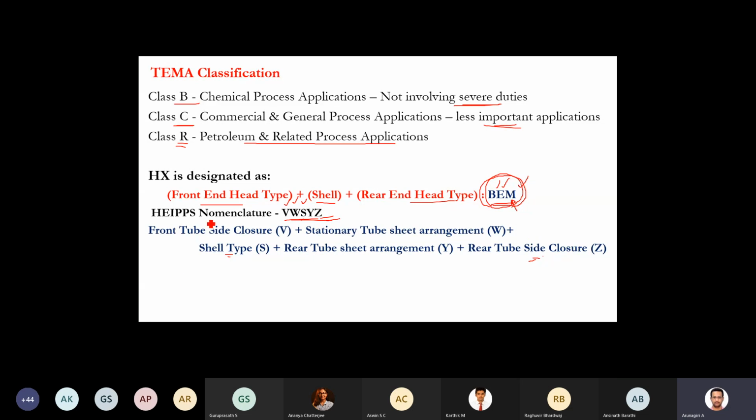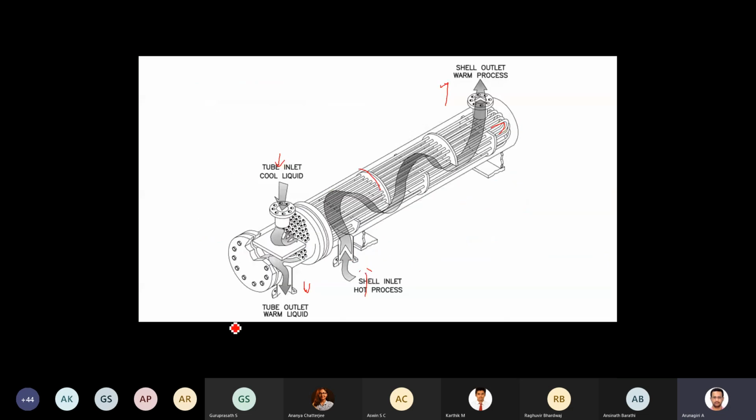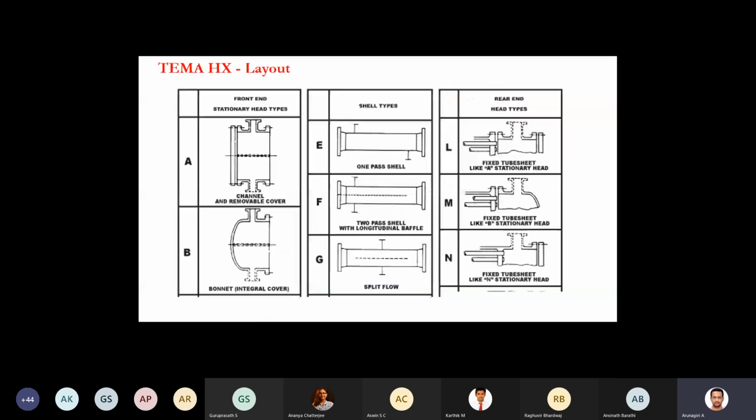As per this HEI nomenclature, we have five components. In addition to these three components, another one is the stationary tube sheet arrangement, and another is the rear tube sheet arrangement. So they have included the tube sheet also in the representation of heat exchangers. We will see that this is U-type. Here you can see this is a front end closure. This is a rear end closure like this. This is the cell type. Okay, we will see.